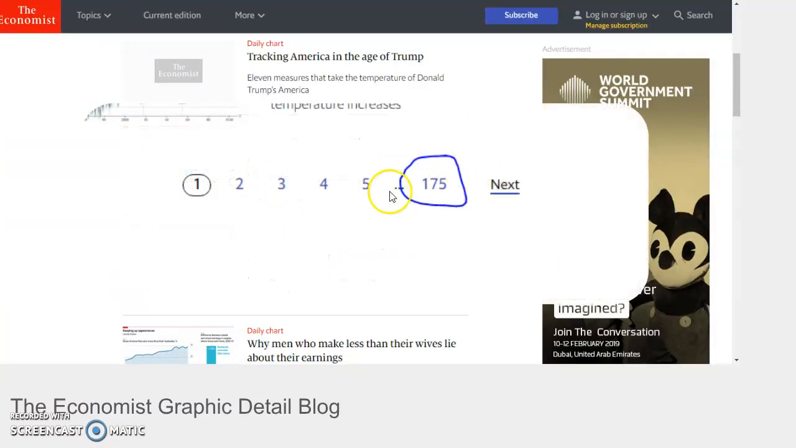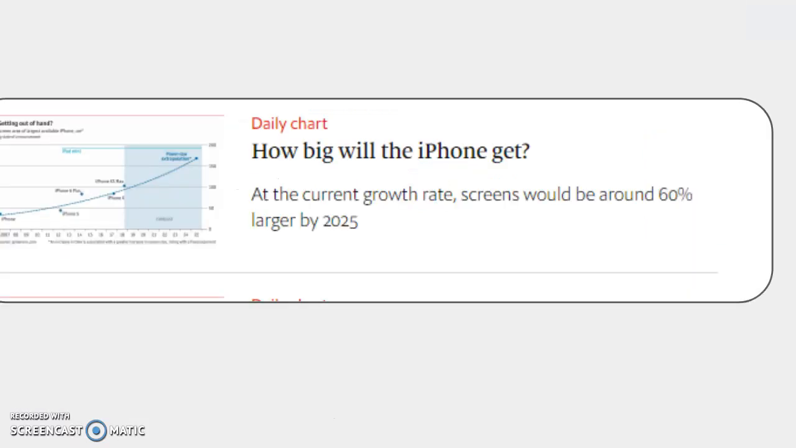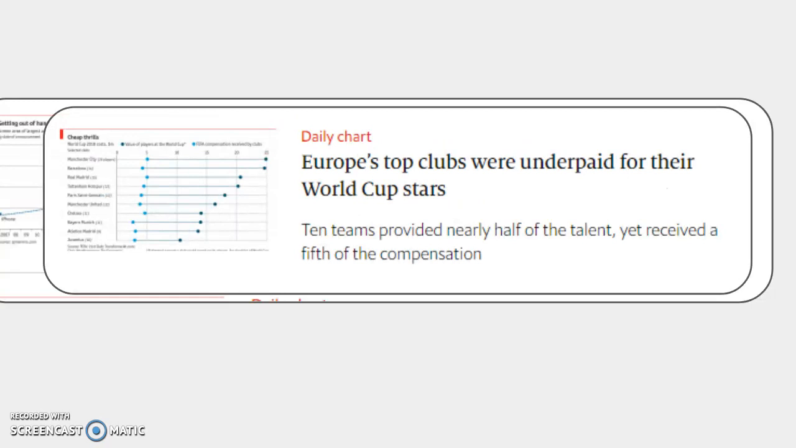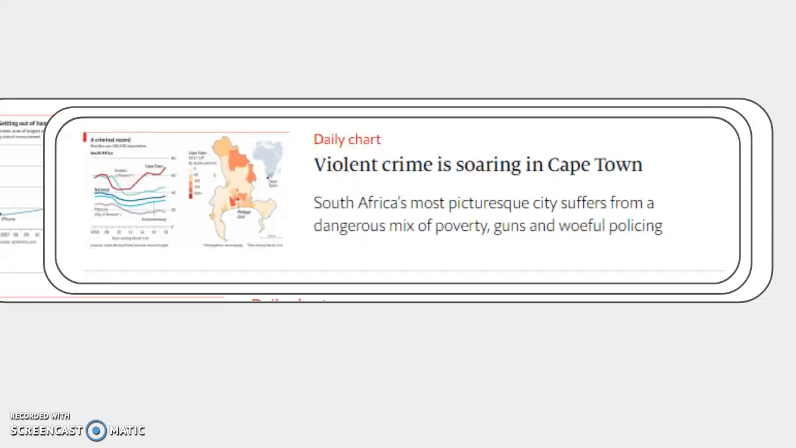If you scroll to the bottom, they've got about 175 pages of material. So lots of things. The charts cover lots of different topics. This is a UK magazine, so some of the charts are about UK politics and also American politics, but they do cover a diverse range of topics. So for example, here's a line graph about the iPhone. They had a graph here about the World Cup. Here's a map and a line graph about crime in Cape Town. So lots of different things.